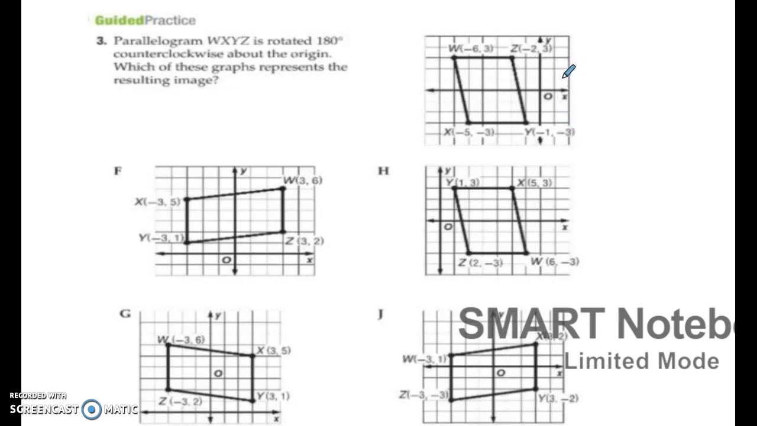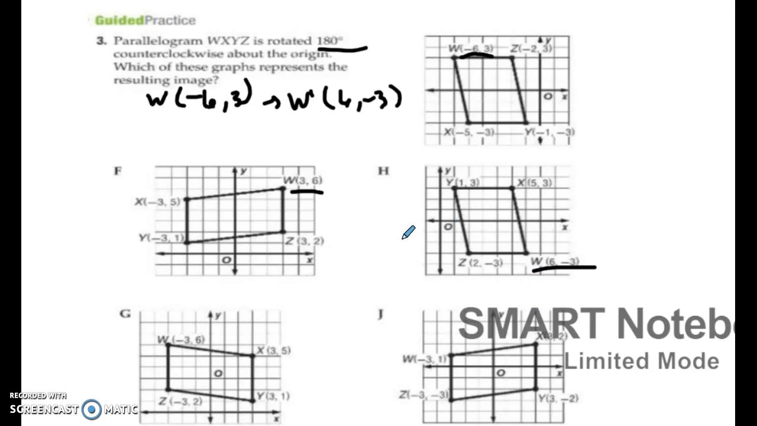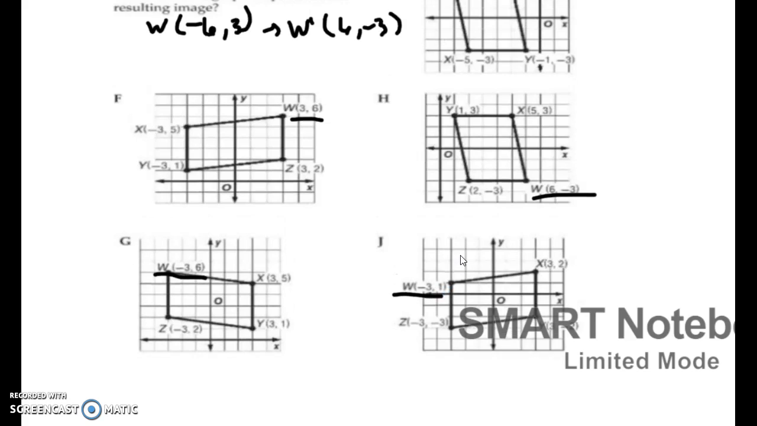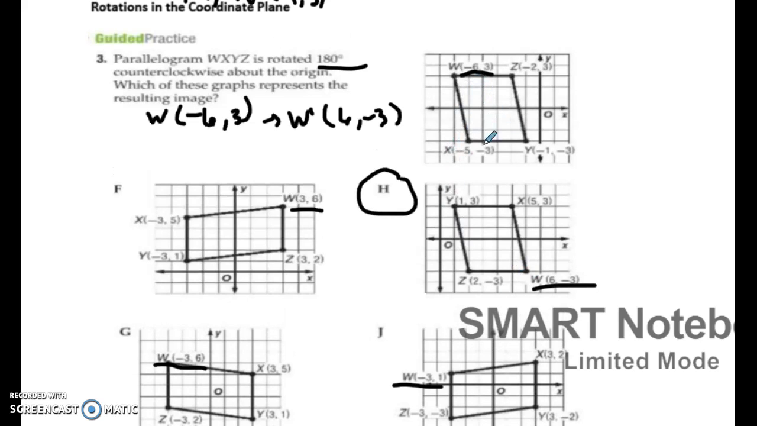So we know that the rule for 180 degrees is that our image should have the x and y values multiplied by -1. So if my W value, I'm pulling this from the image here, W is at -6, 3, I know that W prime, or its image, should be 6, -3, because I have to switch the signs of each for a 180-degree rotation. So I'm going to look for W that's at 6, -3. This W is at 3, 6. This W is at 6, -3, but we should check all of our answers. This W is at -3, 6, not quite right, and this W is at -3, 1. So the only option that works is this. So H is the parallelogram that has been rotated 180 degrees about the origin.